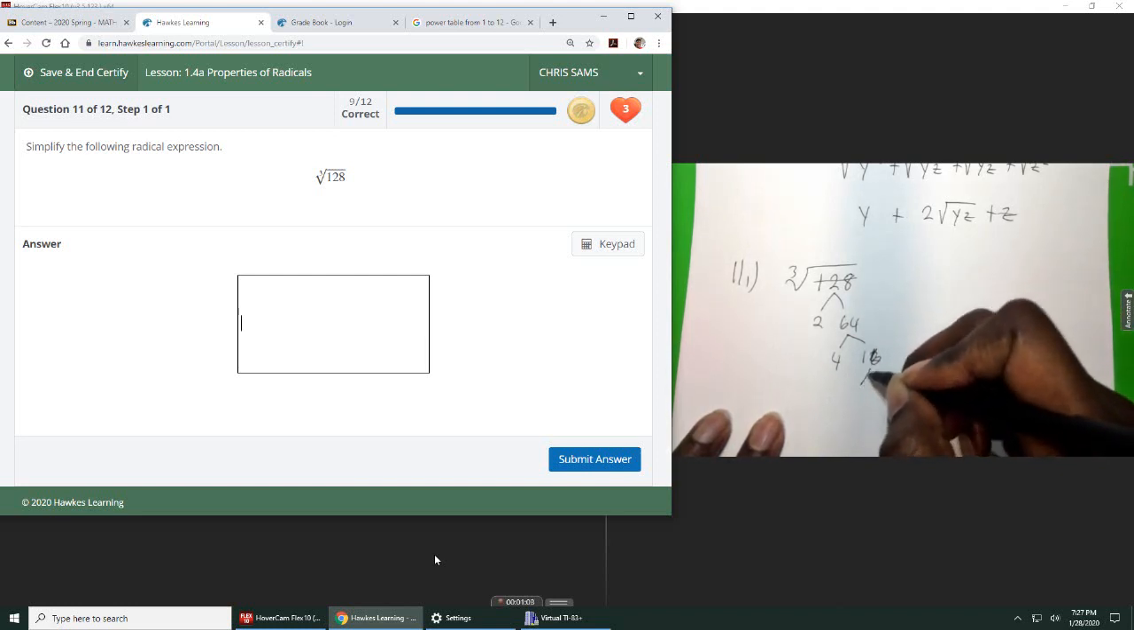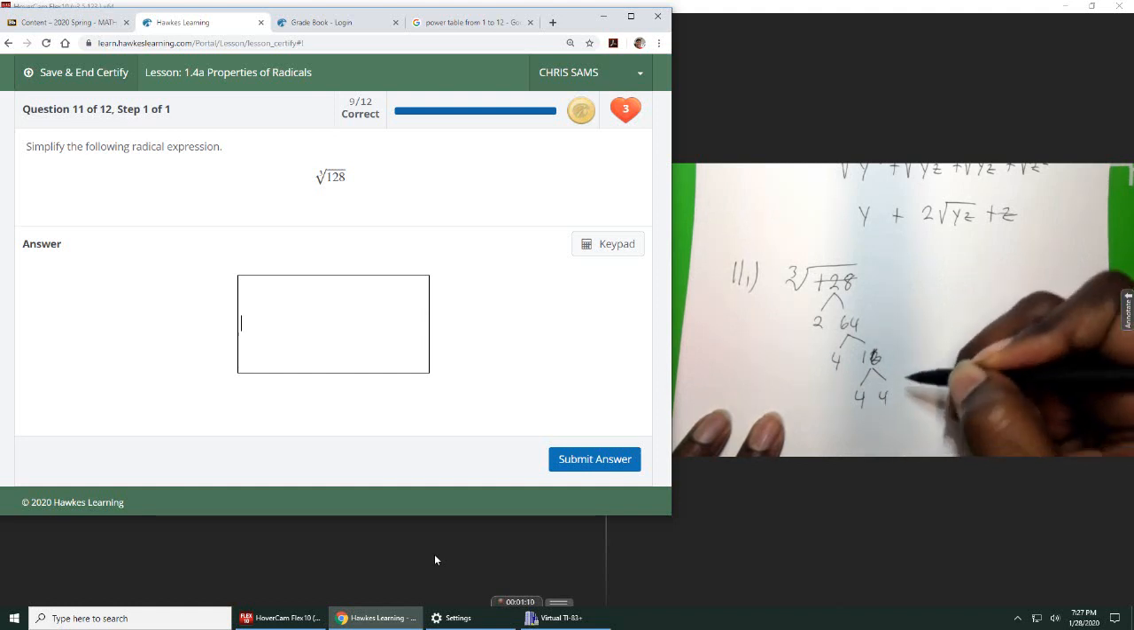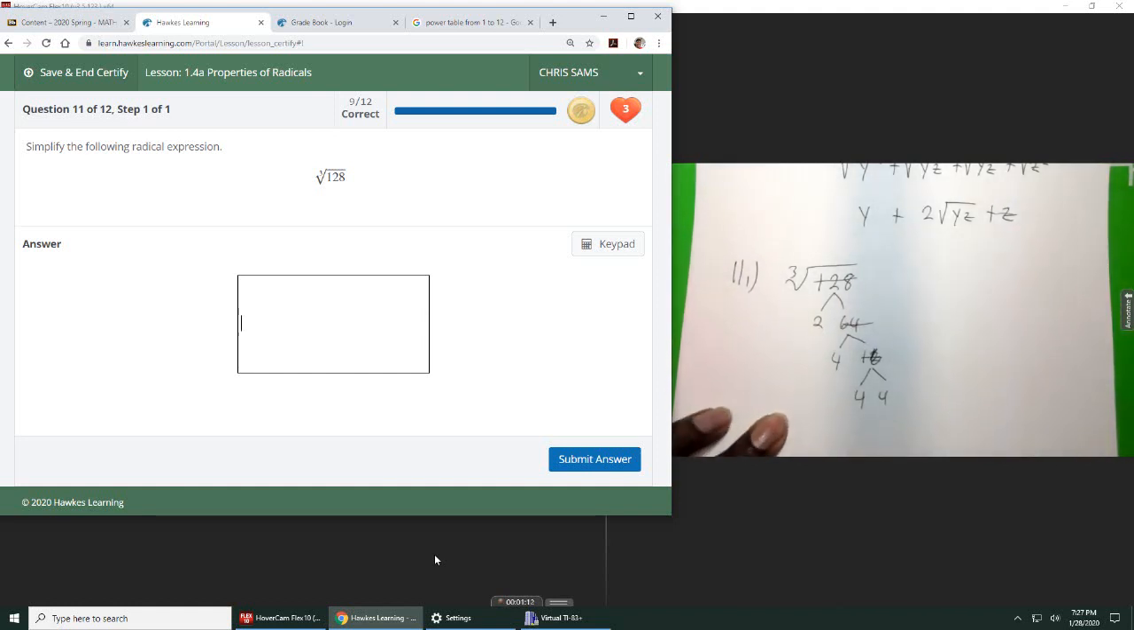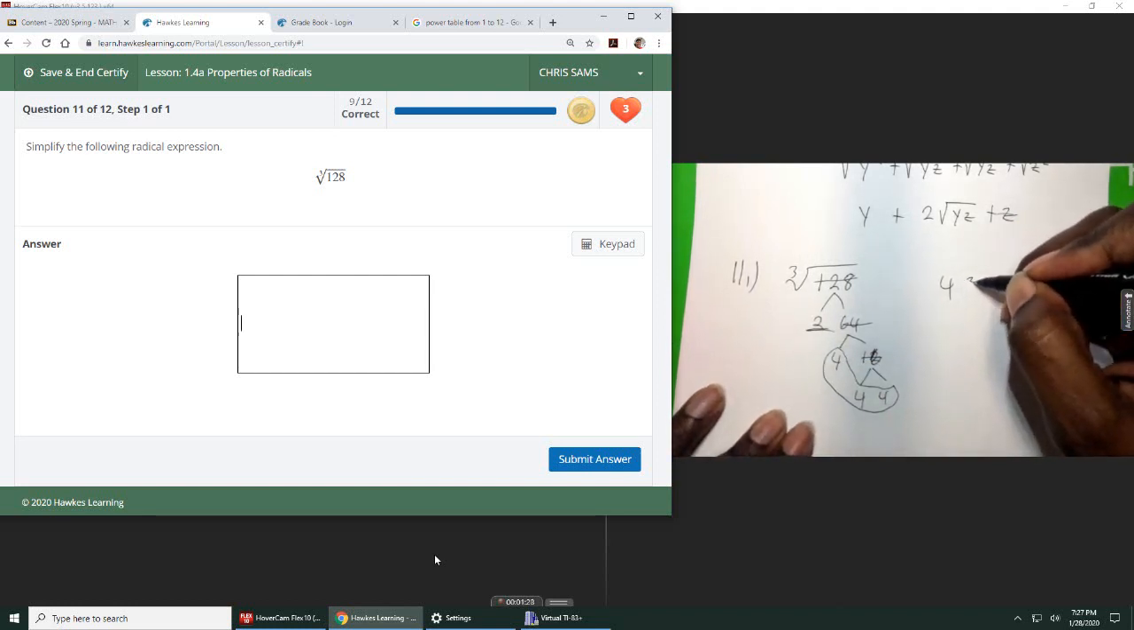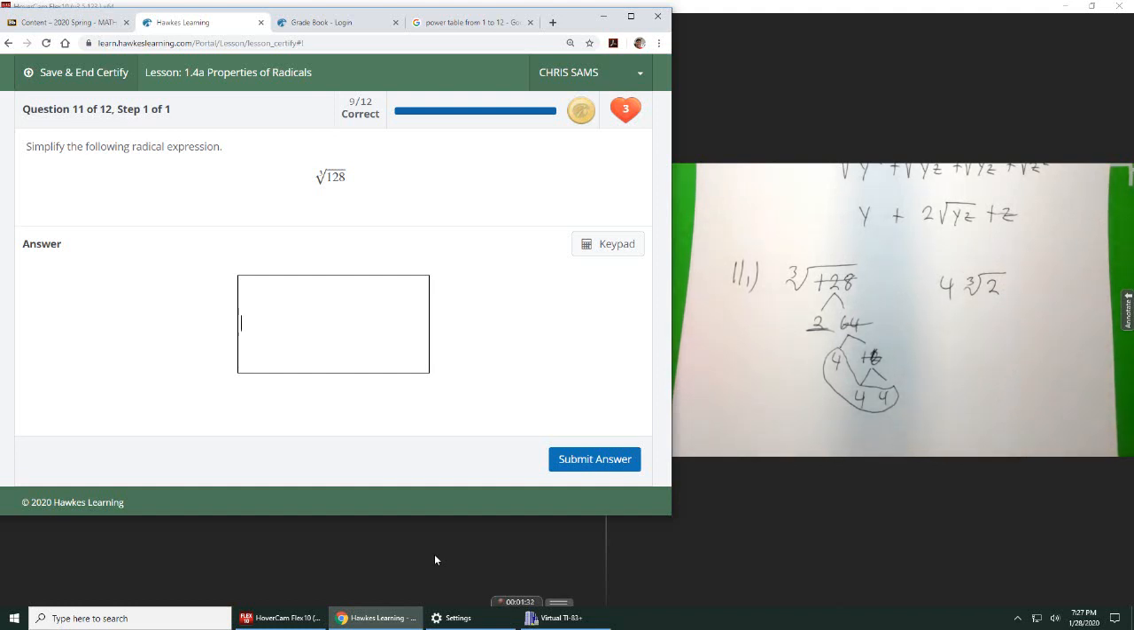And then 16 can be broken down to 4 times 4. So I got 3 4s. 4 times 4 times 4 is 64, and then times 2. These 3 4s combine, and they get to break out of jail. That means I get to pull the 4 out, and what's left is this 2. He didn't have a buddy. He was by himself, so the 2 will stay under the cube root. This is how you simplify a radical.